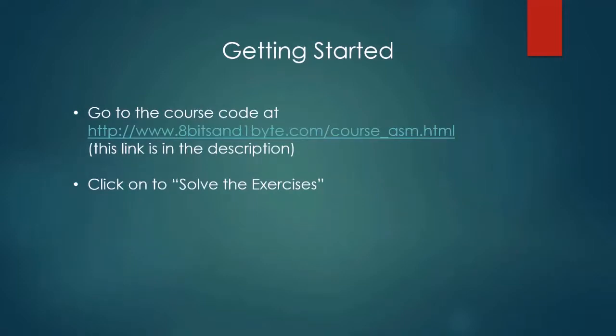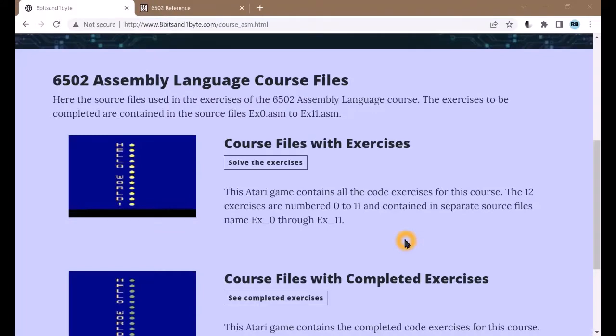So let's get started. You want to go to the course code at the link on the slide that you'll also find in the description, and you can click on it there. Once the web page loads up, click on Solve the Exercises. Let's learn how to use the 8 bits and 1 byte tools so that you can write and run our first lines of code.